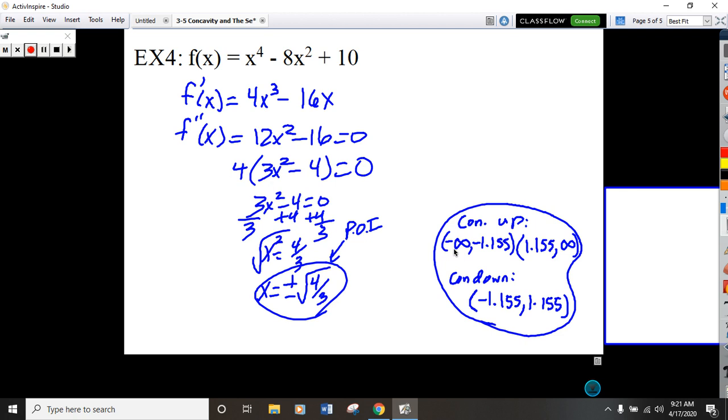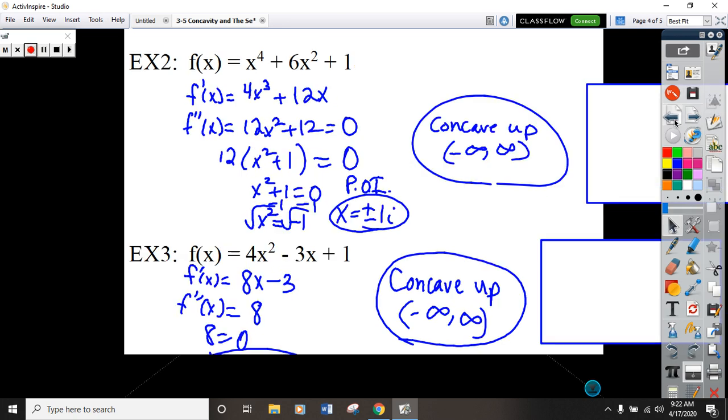So it's concave up from negative infinity to negative 1.155, and concave up again from 1.155 to infinity, and then it's concave down from negative 1.155 to positive 1.155, which again, this value is just the square root of 4/3 done out.